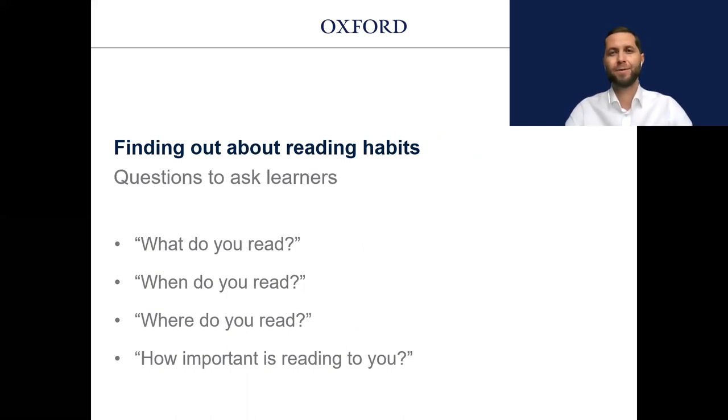Now, think about the place. So ask them, where do you read? For example, it might be on public transport, in the bedroom, maybe even in the bathroom. But this helps your students notice current reading habits, so then they can extend them to reading in English. And finally, ask your learners a question, how important is reading to you? Try to use a scale from 1 to 5, where 5 is very important. But remember, they are answering for themselves, not how important reading is in general to pass exams or to do well at school.